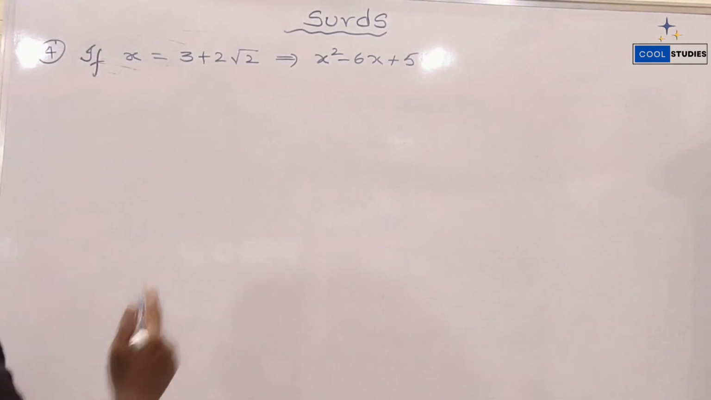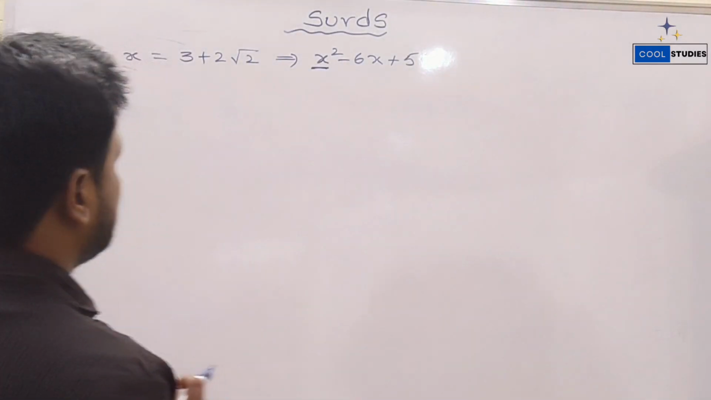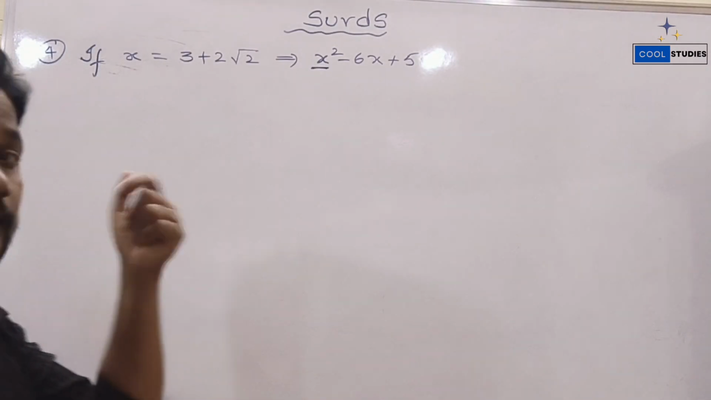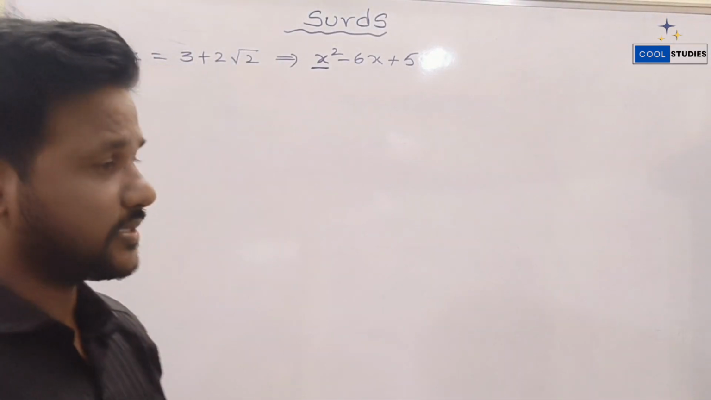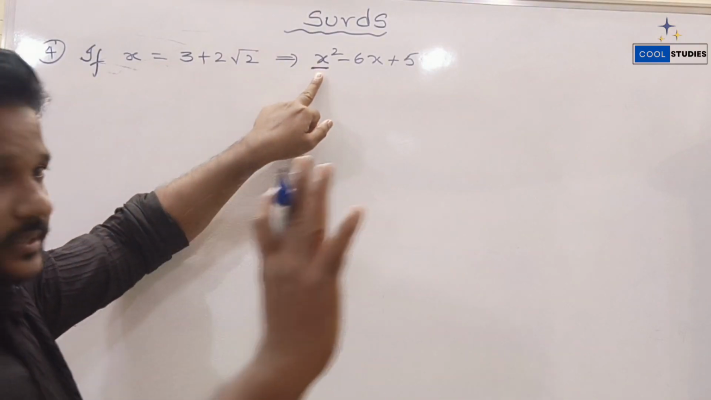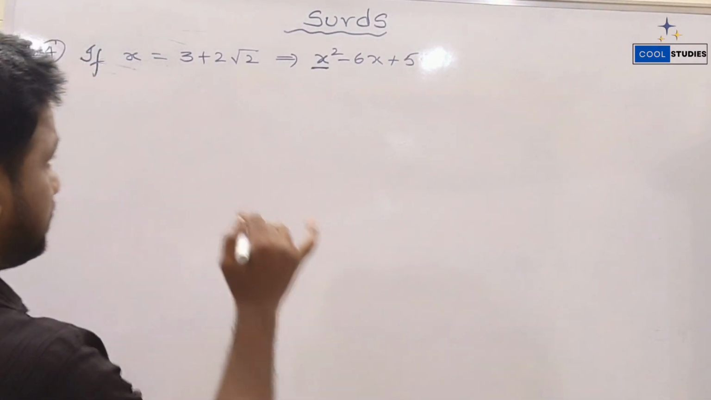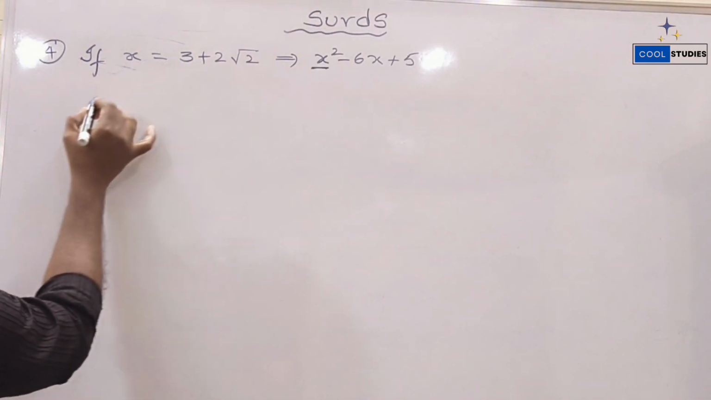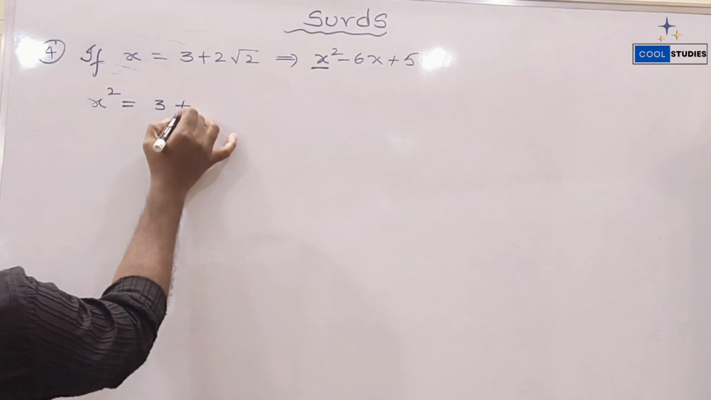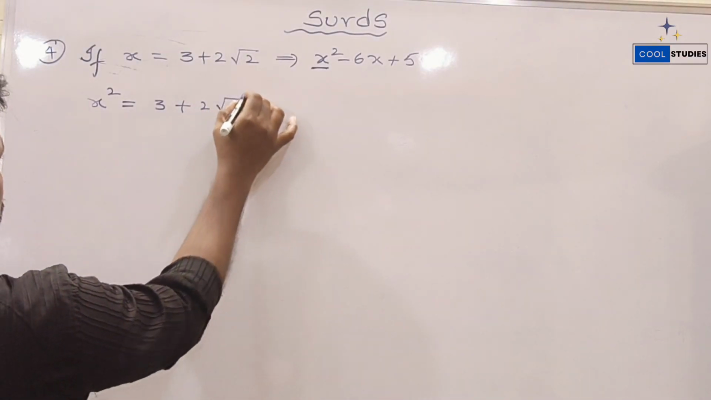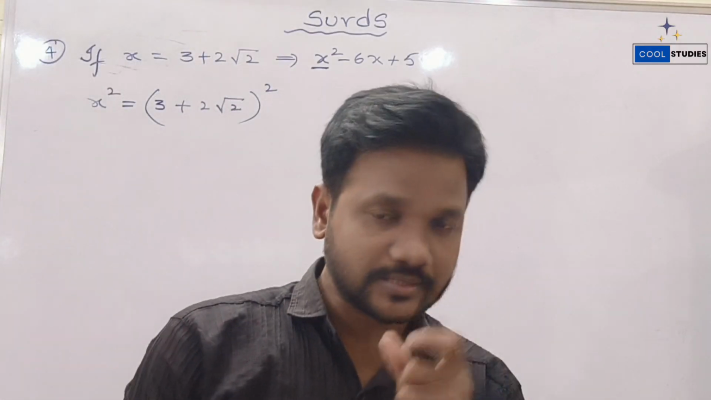If we observe, the first term is x square. He has given x. Let us do squaring on both sides. If we do squaring on both sides, then we get x square. First, let us square on both sides. If we do squaring on both sides, what do we get? x square is equal to 3 plus 2 root 2 whole square. We are squaring on both sides here.